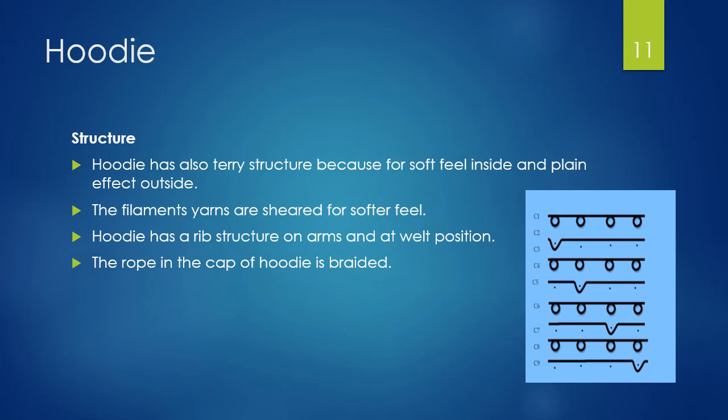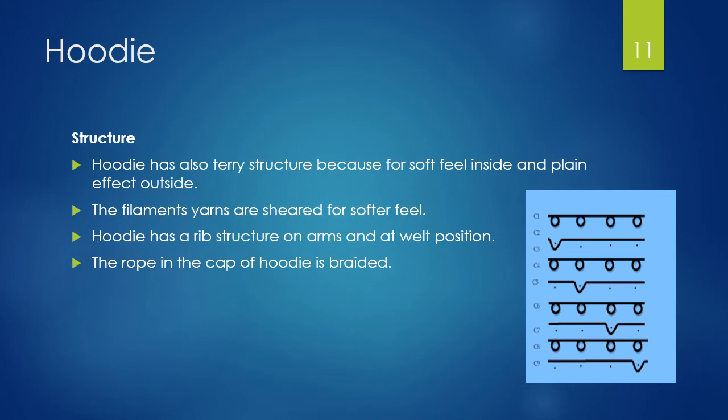The filament yarns are sheared for the soft feel, obviously. And the third property is that the hoodie has a rib structure at the arms and at the welt position. Many hoodies in Pakistan as well as in western countries use a rib structure at the welt, the bottom of the hoodie, for more grip, and on the arms we use it for more flexibility, stress resistance and shape maintaining.